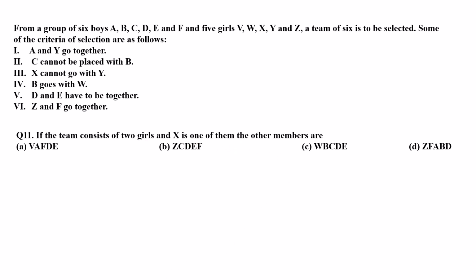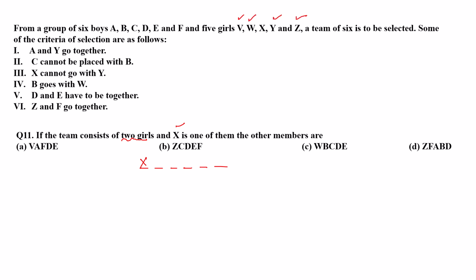Now you have to make a team of 6 members, isn't it? So 1, 2, 3, 4, 5, 6. One girl is X, which is already given in the question. So the remaining 5 members you have to find. And the team will have 2 girls, meaning there will be one more girl. If you exclude girl X, the girls should be either V, W, Y or Z.